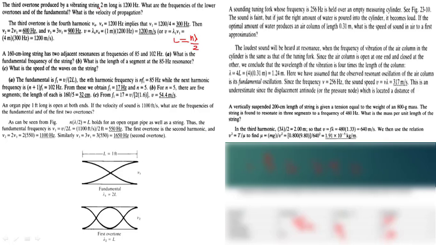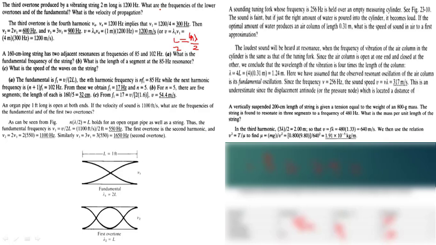So speaking of a string that is 2 meters long, and it is the third overtone, it means n is equal to 4. Okay, it is the third overtone, that means n is equal to 4. So you have 2 here, you have 4 here, so you can get the wavelength of that third overtone from there. But the question does not specifically ask about the third overtone. The question asks what are the frequencies of the lower overtones and of the fundamental.